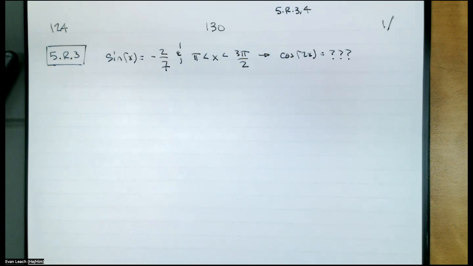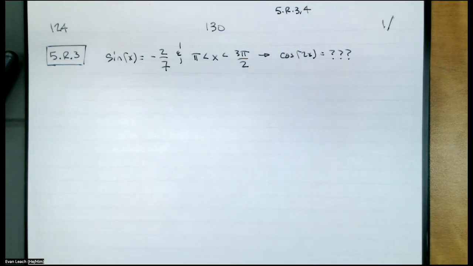You might have a different value than -2/7. You might have a different quadrant than between pi and 3 pi over 2. But you're probably being asked to find cosine of 2x or sine of 2x. So here are the things that we want to note about what's going on here.